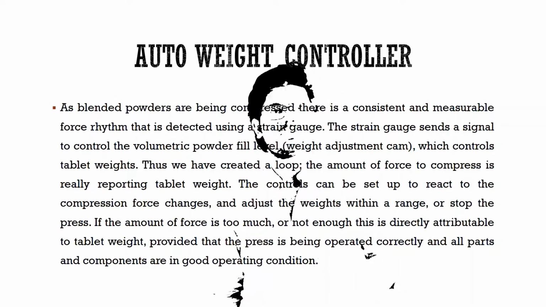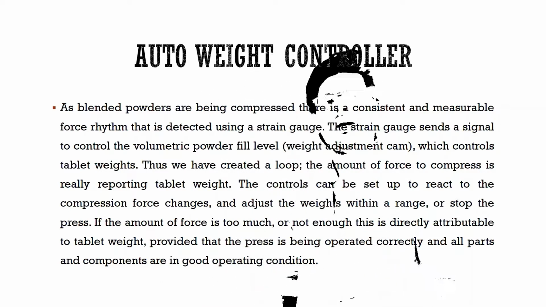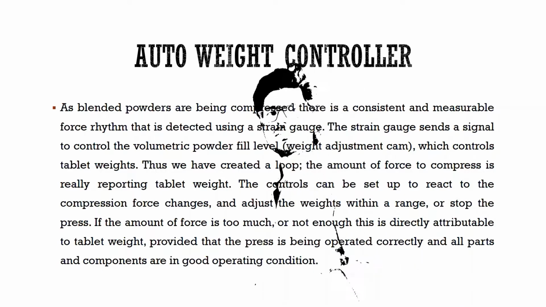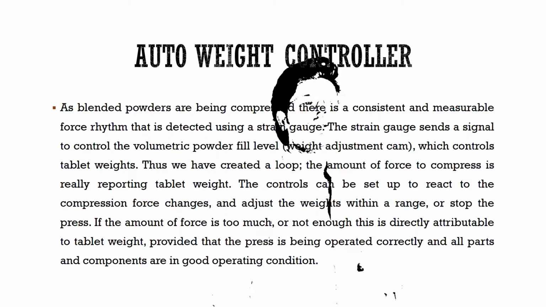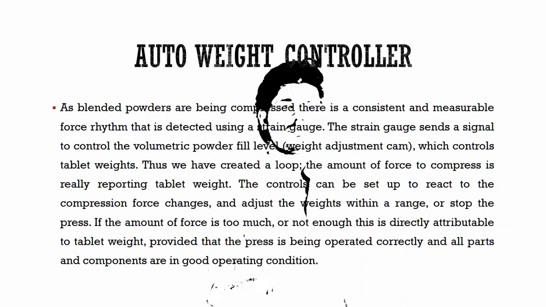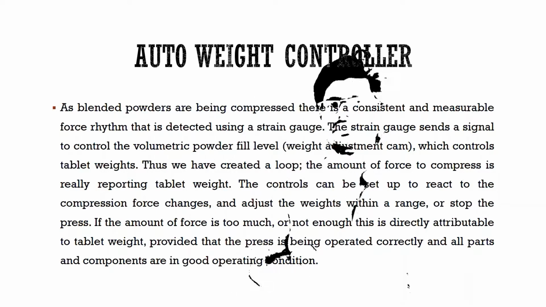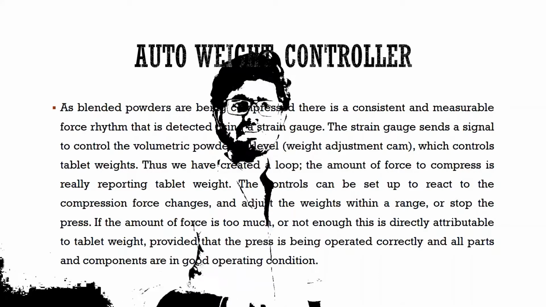As blended powders are being compressed, there is a constant and measurable process rhythm that is detected using a strain gauge. A strain gauge sends signals to control the volumetric powder filling level, that is the weight adjustment cam or dosing cam or metering cam, which controls the tablet weight. Thus, we have created a loop. The amount of force to compress is really reporting tablet weight.